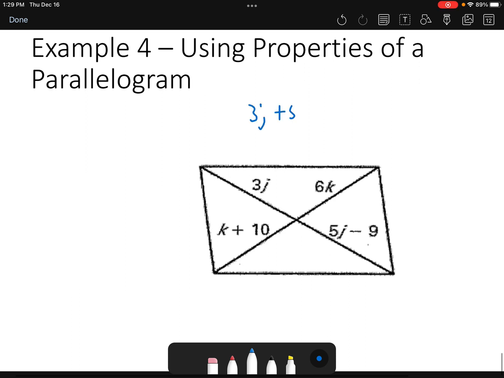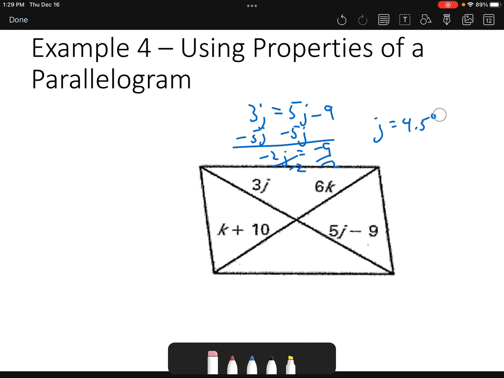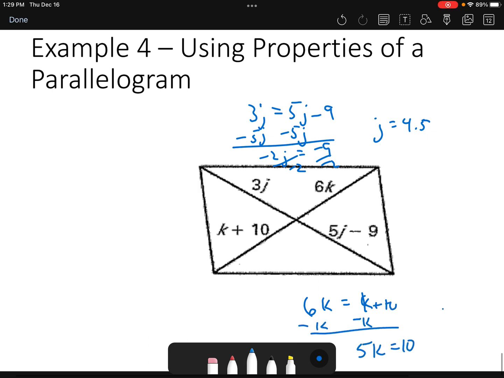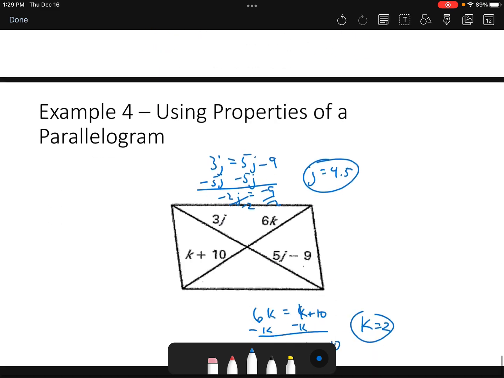And then the last example, same type of problem, not plus, equals. 3j equals 5j minus 9. Let's see. I'm going to subtract 5j and get negative 2j equals 9 divided by negative 2. So j is 4.5, not degrees, it's 4.5. And then 6k equals k plus 10. 5k equals 10, so k equals 2.